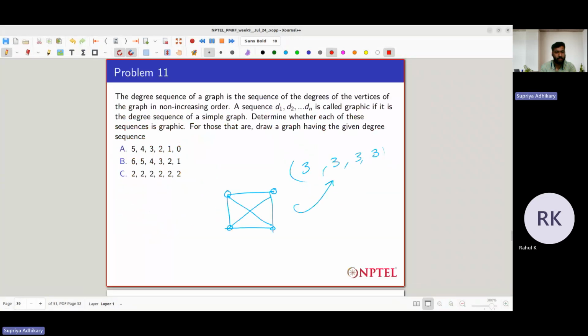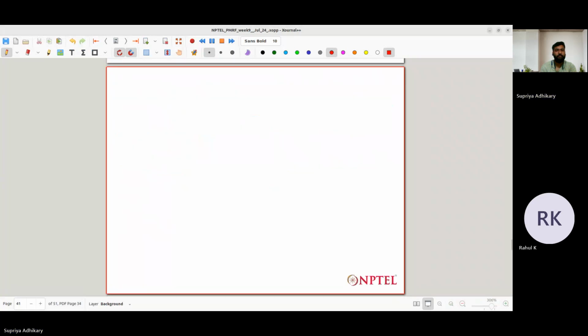The second degree sequence is given as 6, 5, 4, 3, 2, 1. Again, there are two ways. First, we sum up all the values, and the sum should be 10, 15, 20, 21. So basically 6, 5, 4, 3, 2, 1 is 21, which is again an odd number. So that means that the degree sequence is not graphic.